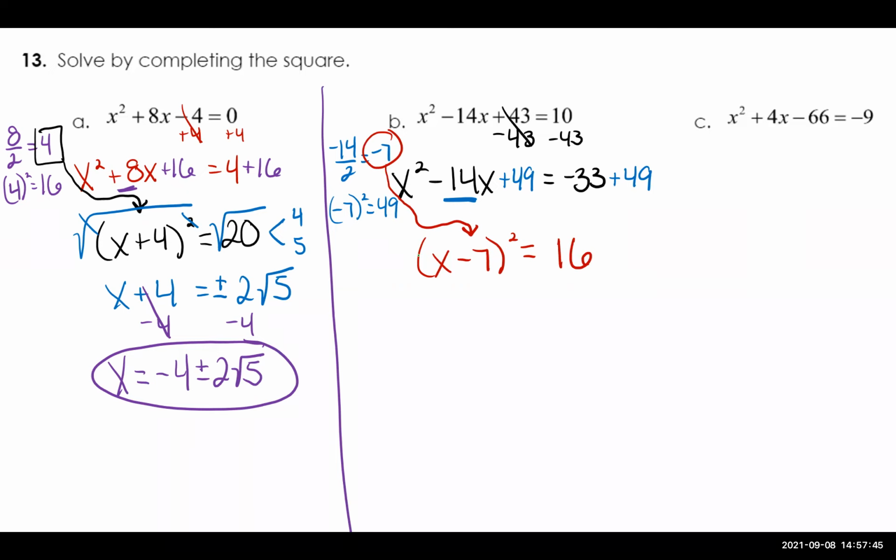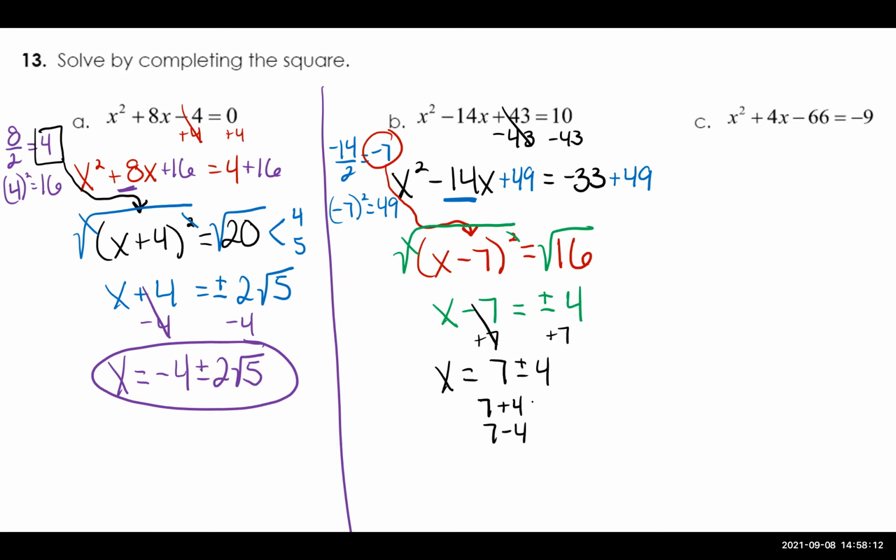Then we want to get rid of the squared. So I'm going to square root both sides. We're left with x minus 7. Whenever we square root both sides, it creates the plus or minus, and the square root of 16 is 4. From here, I want to add 7 to both sides. So I had x equals 7 plus or minus 4. You need to actually figure out what is 7 plus 4 and then 7 minus 4 to get your two answers. So this would be 11 and 3.